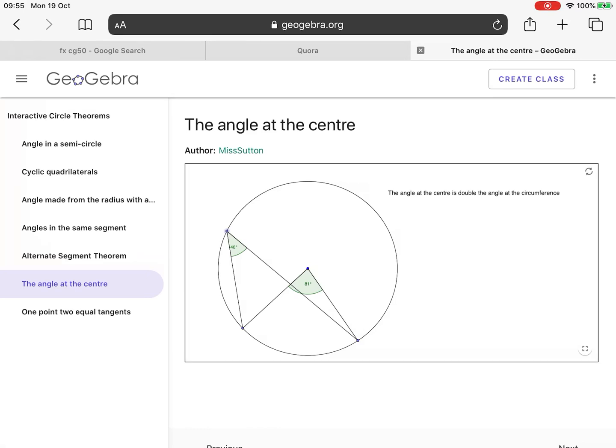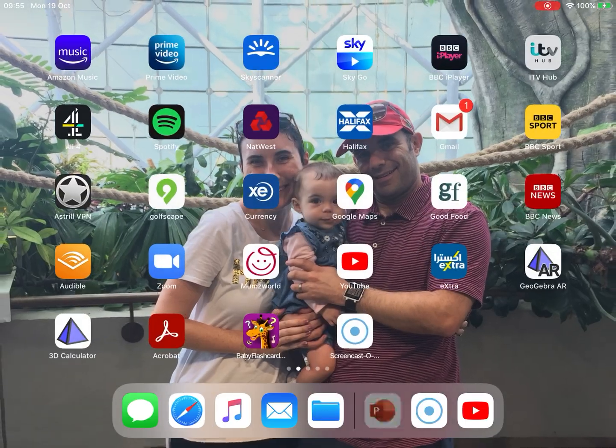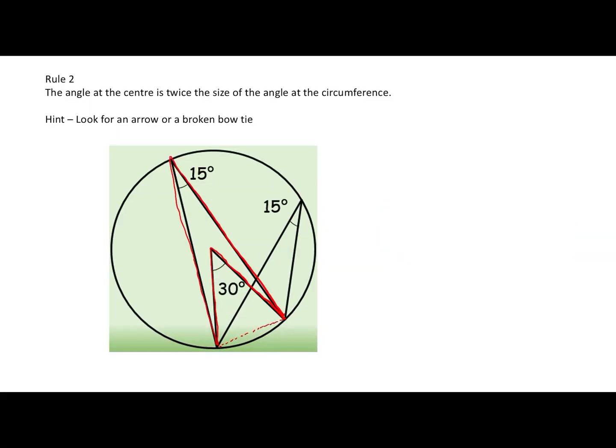This is not a real bow tie because in this instance, not all 4 points are on the circumference. 3 of them are, and the other is at the centre of the circle. So that is also the same issue. You can see there the angle at the circumference is half what it is at the centre, no matter where I put it. Okay, so that's what we look out for.